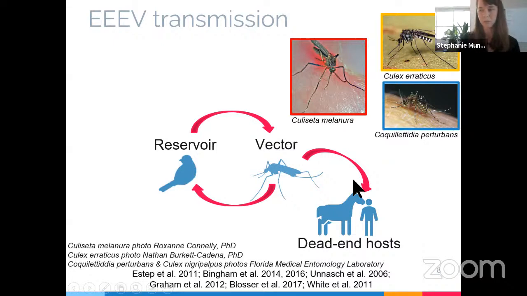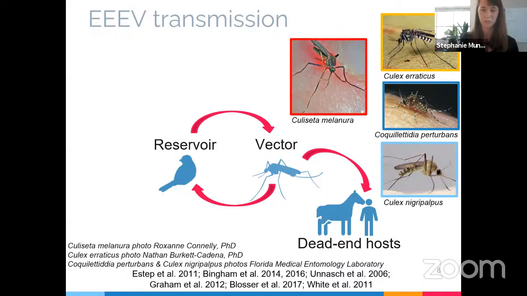Similarly, Coquillettidia perturbans is a mosquito that can transmit EEEV, and it's known to bite a wide range of hosts, including both birds and mammals. And we also have Culex nigripalpus. And so this is a vector species that is really abundant in Florida, as you'll see. And it's another one that will feed on birds, but will shift seasonally from birds to mammals.